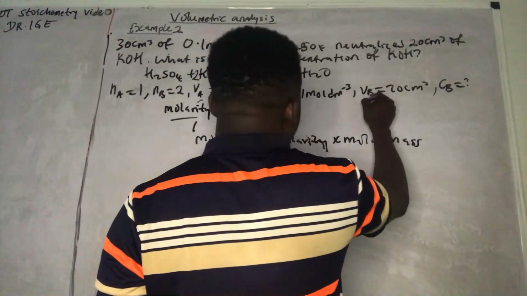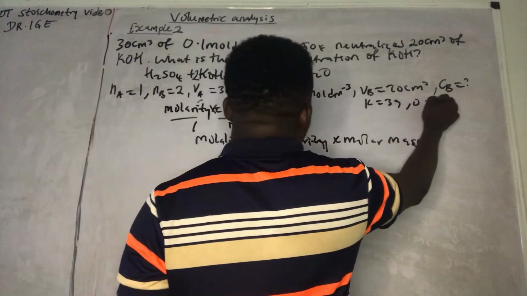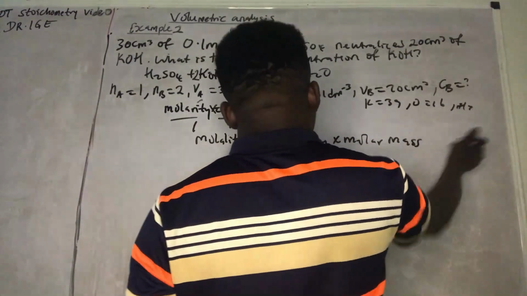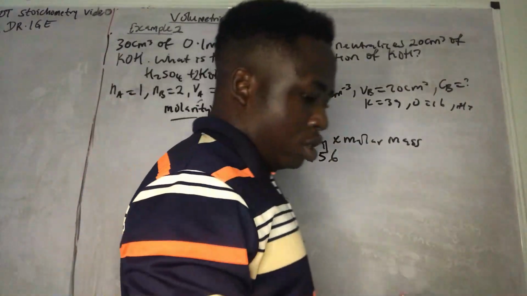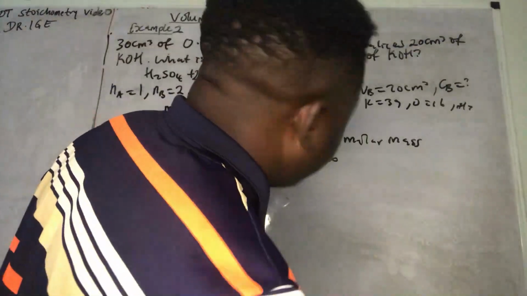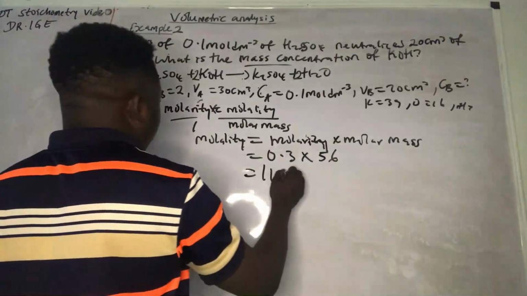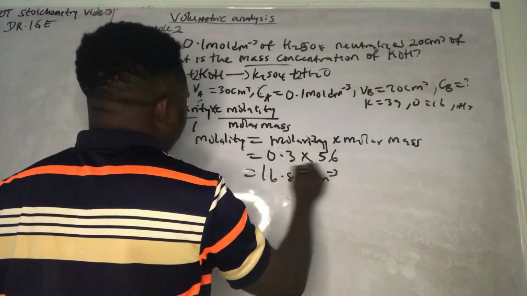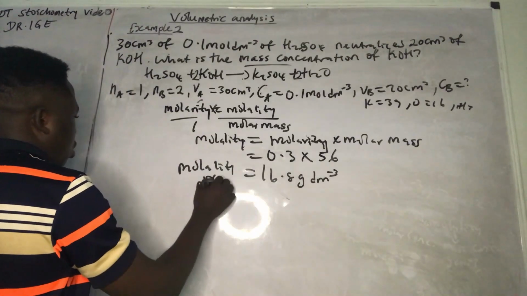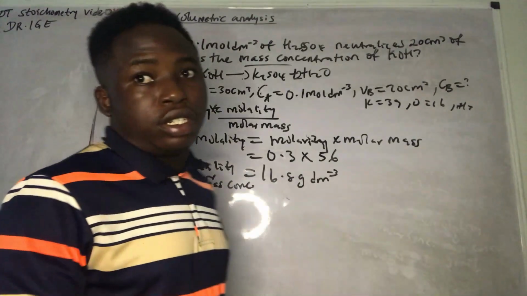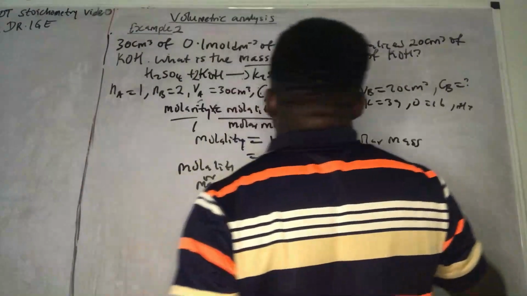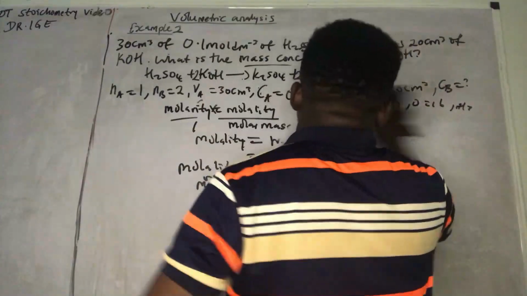What is the molar mass of KOH? K is 39, O is 16, H is 1, so it's 39 plus 16 plus 1, which is 56. You can do it slowly, but there's no time. So this is 56, and we have 16.8. So the mass concentration is 16.8 grams per dm³. It's as easy as this, very, very easy. This was example 3. Let's take example 4 now.